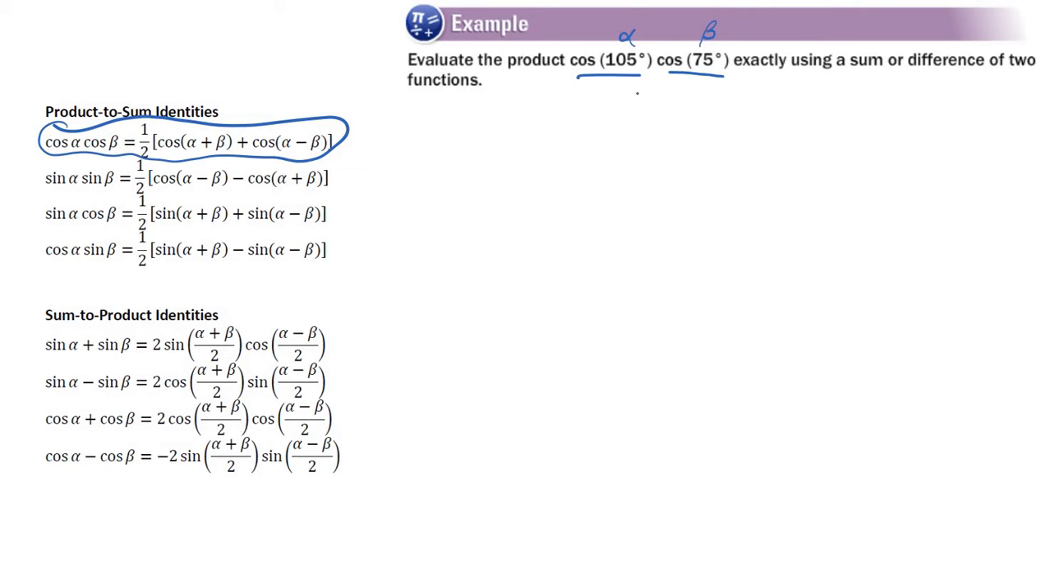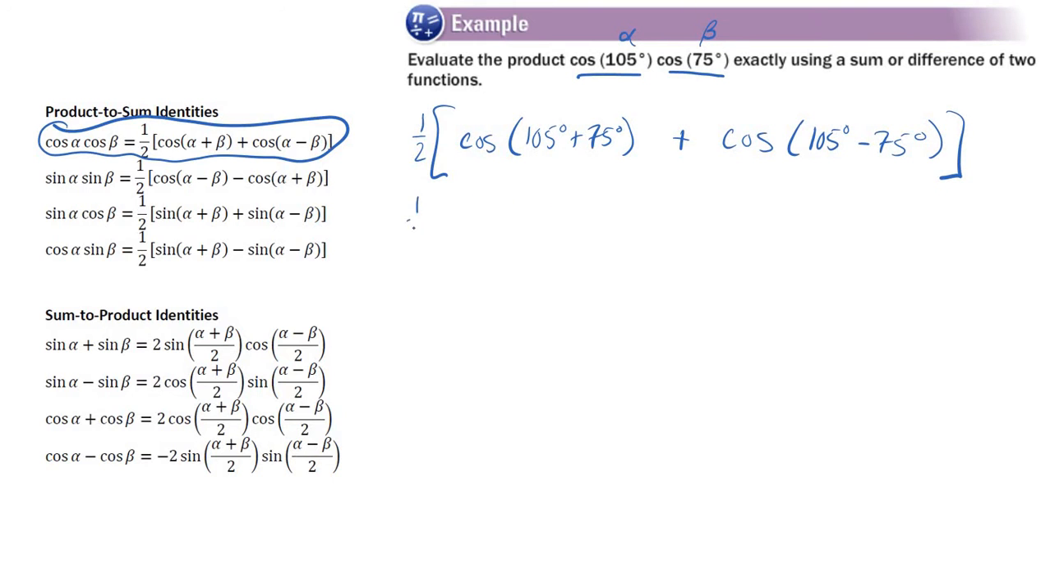Now here's the cool thing about this. 105 and 75, neither one of those on the unit circle. But watch what happens when we use this. So I'm just using this formula here. So we've got 1/2 times cosine of alpha plus beta. So 105 plus 75, plus cosine of alpha minus beta. So 105 minus 75. Now let's clean things up. Let's see where this takes us.